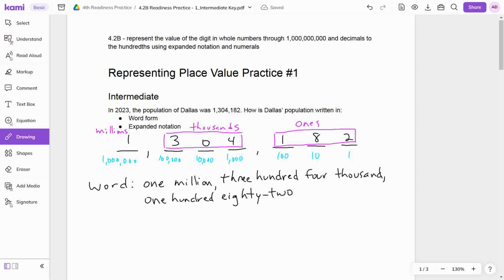Now, let's see what is it going to be in expanded notation. Now, expanded notation is different than expanded form, right? Expanded form shows you the sum of the values of each of the digits. Expanded notation also shows you the sum, but it's the digit in that place value times its place value. So we'll start with the largest.